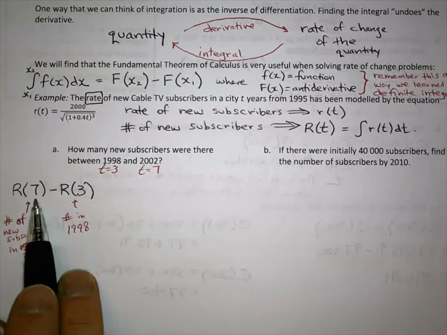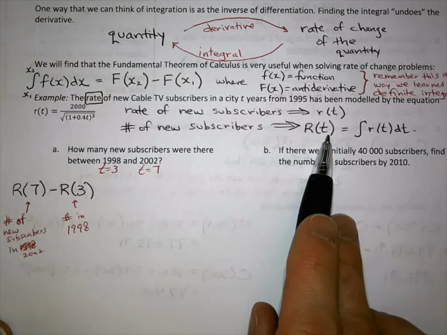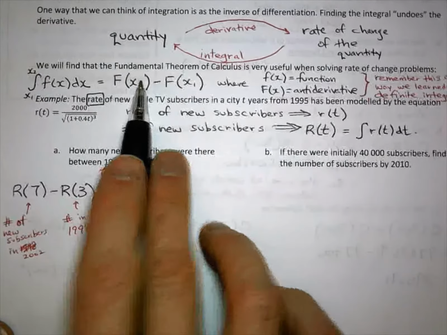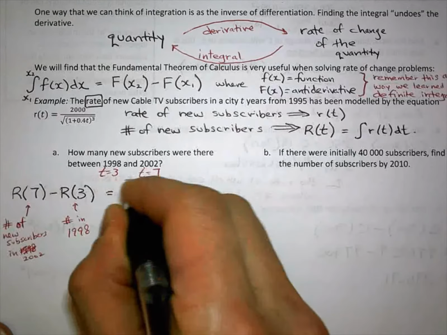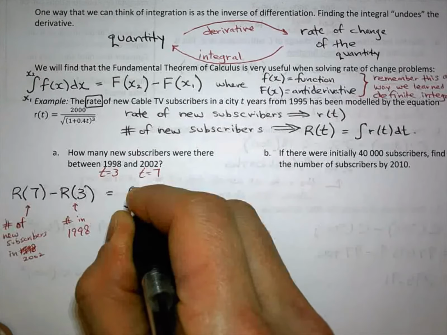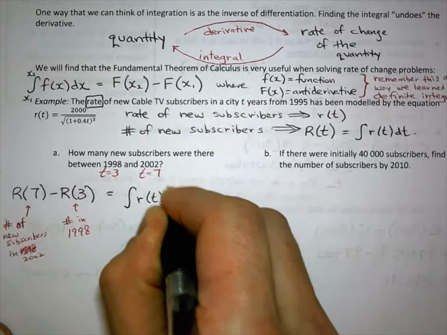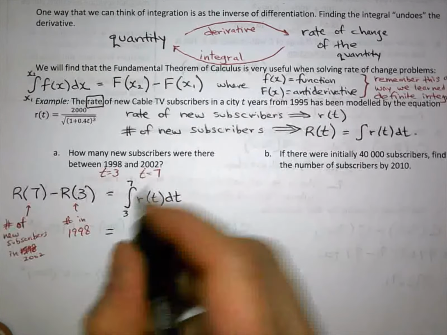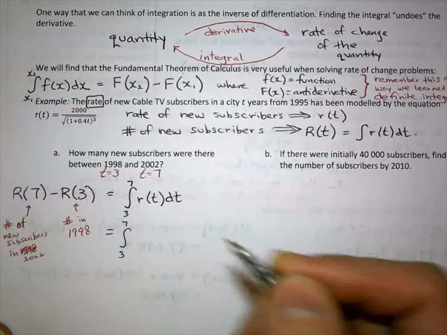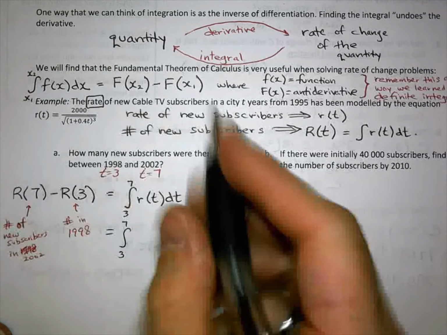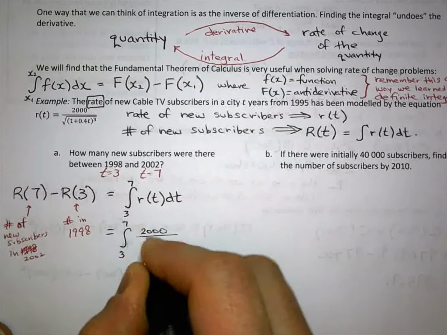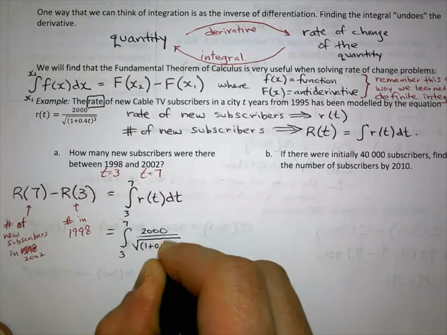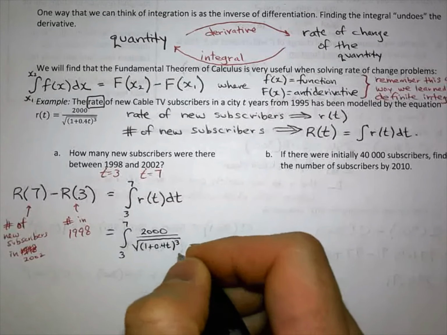Now, if I have a situation like this, remember big R was the integral. I'm going to lean on the fundamental theorem, because I can almost go backwards to the fundamental theorem here. So this is going to be the integral of R t dt from 3 to 7. And I'm going to replace this now with the function R, which was given to me, which is 2000 over the square root of 1 plus 0.4t to the power of 3.